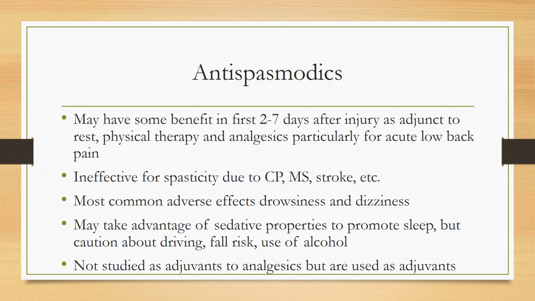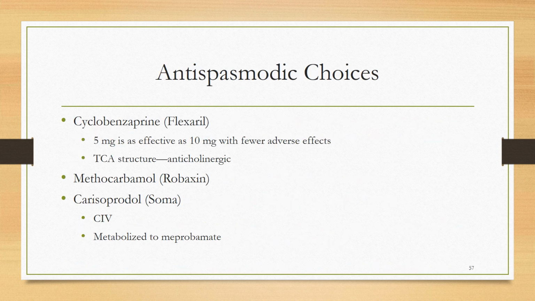So remember, these are more for acute injuries, and acute injuries are associated with acute pain. Acute pain gets better with rest, so maybe there's some benefit here. These aren't really studied as adjuvants to analgesics, but they're used that way. And then with the antispasmodics, we'll use Flexeril, and 5 milligrams is as effective as 10 milligrams with fewer side effects, so you don't need to bump to that 10 milligram dose, you can keep it at 5. It does have a TCA structure, so you get some anticholinergic effects here.